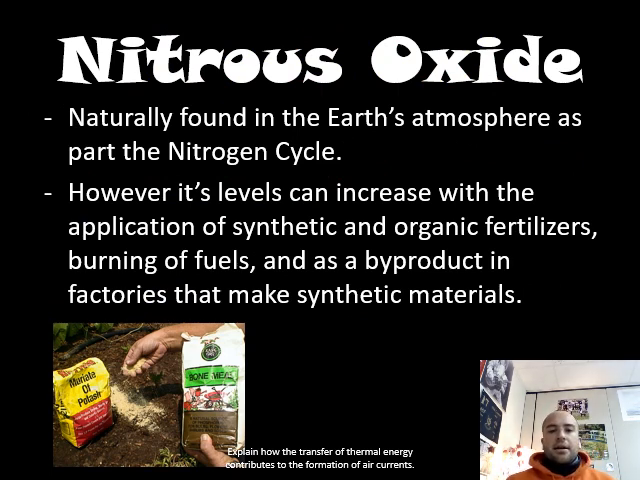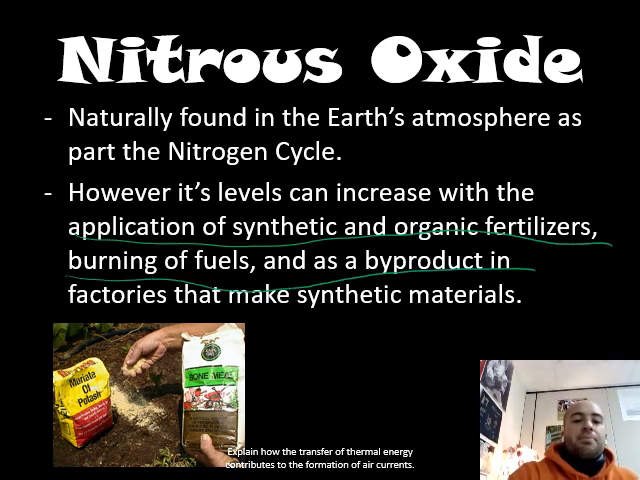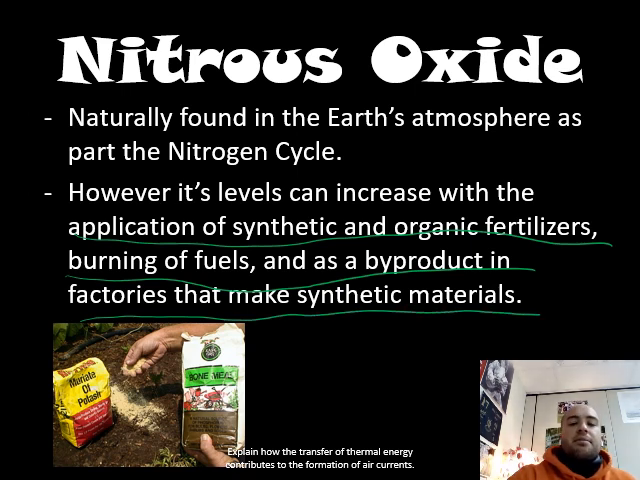And lastly is something called nitrous oxide. I'm on the back side now of my notes, or the second page if you're typing into Google Docs. It's naturally found in the Earth's atmosphere and part of the nitrogen cycle. However, human beings can add nitrous oxide to our environment. And you would say this, its levels can increase or comes from application of synthetic and organic fertilizers, burning of fuels, and as a byproduct of factories that make synthetic materials.